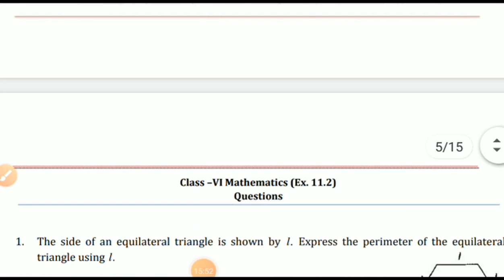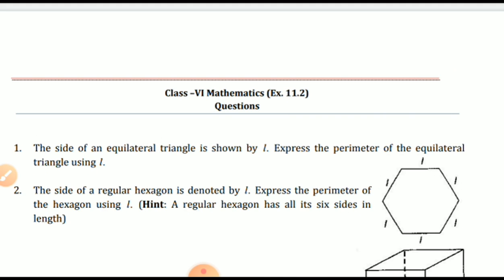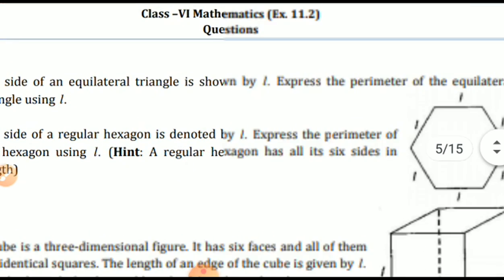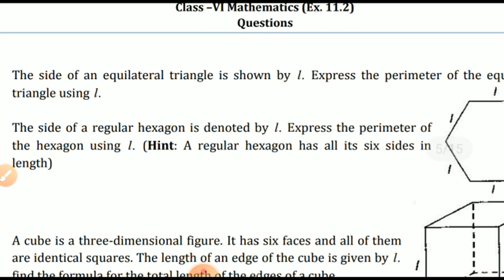So now 11.1 is over. We are moving to 11.2. It is a little bit different kind of question of algebra. The side of an equilateral triangle is shown by L. Express the perimeter of the equilateral triangle using L. Yes, my dear student, equilateral triangle. We know equilateral triangle means all the three sides are equal. And we are representing this by L.